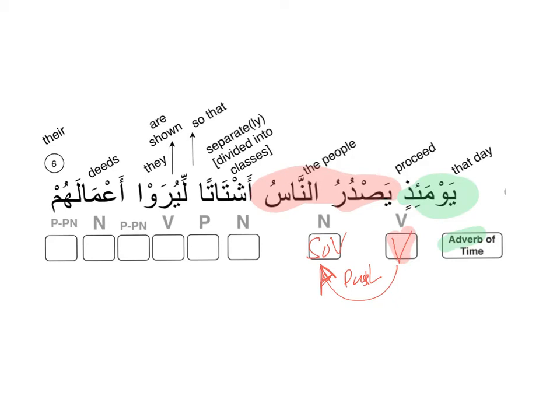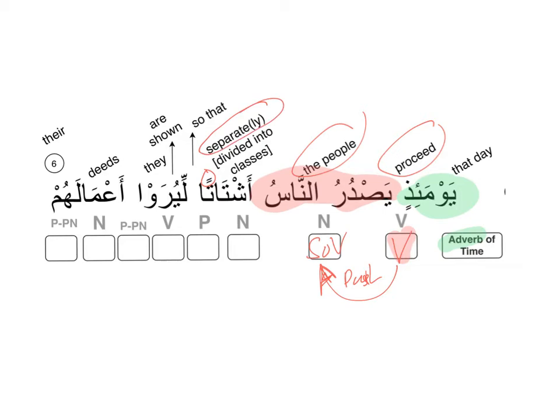Now Ashtaatan is a noun, and it's lifted, as you can see here. Now I say 50% of the time you see that, and then you say that it's the object of the verb, but in this case it doesn't really look like an object of the verb. Once you translate it, it becomes like the people proceed separately.